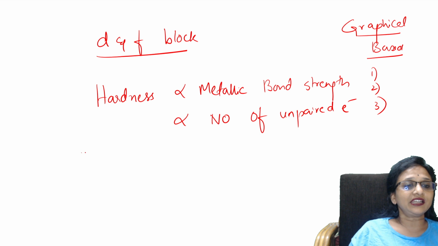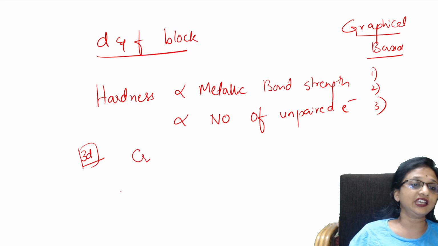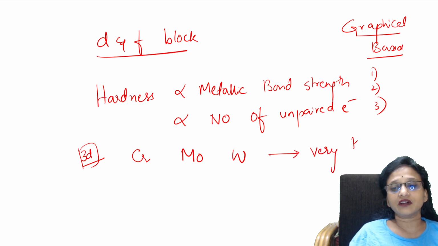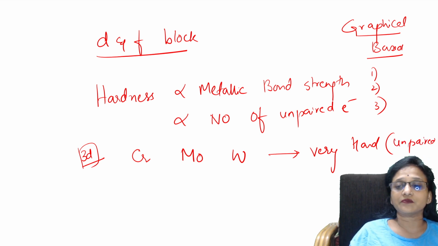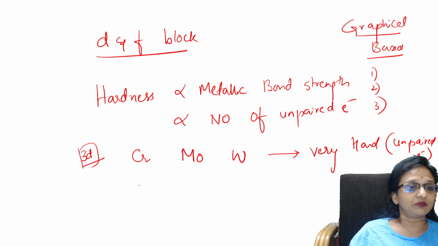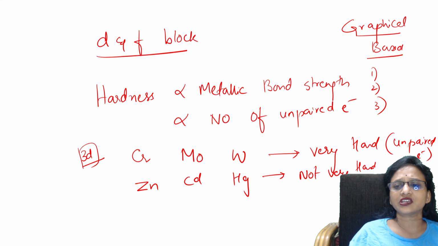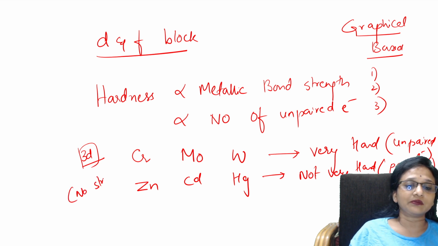For example, if I take the 3D series, check carefully. Chromium has D5 configuration. Molybdenum and tungsten are very hard because they have half-filled configuration with unpaired electrons present in them. Zinc, cadmium, and mercury are not very hard because they have paired electrons. Fewer unpaired electrons means less hardness because they will not form strong metallic bonds. That's why they are soft in nature.